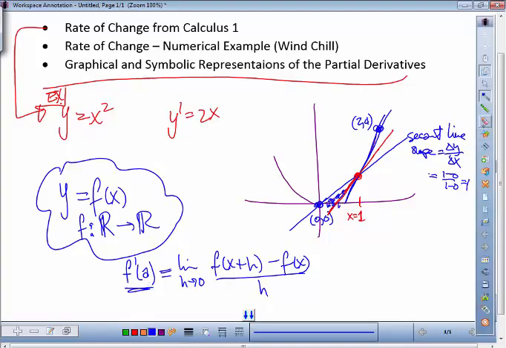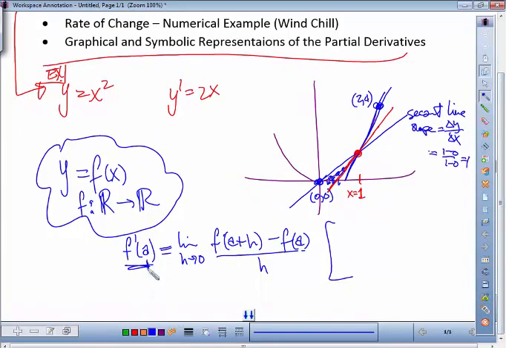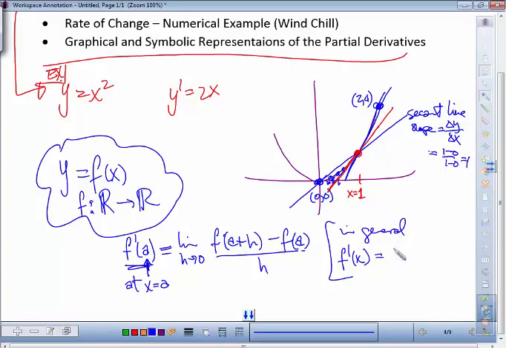Oh, I'm sorry, there's mistakes here. This should have been fixed. This should be a. Because if we want to change this to a general f prime of x, then you change your a's into x's. So in general, I'm going to rewrite the whole thing again, except instead of a's, I'll put x's. Then this becomes your derivative function.